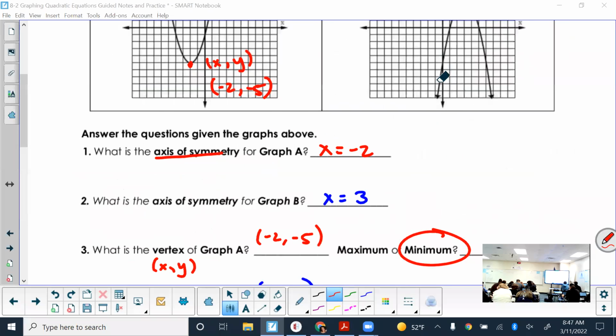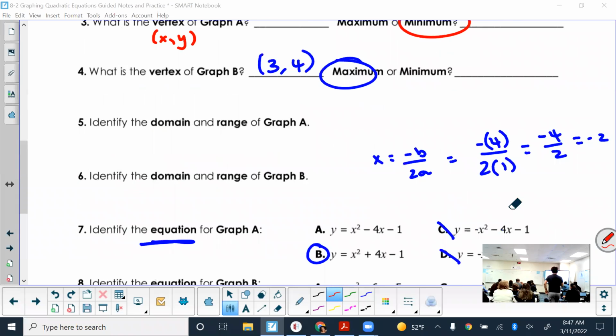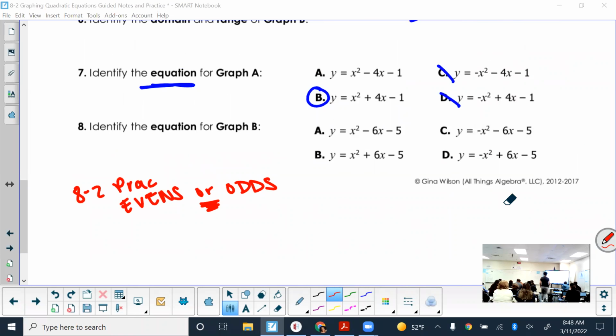You should be able to eliminate two of them based on the opening of the graph. So if my graph opens downward, my x squared should be negative. So I can eliminate A and B right away. Between C and D, which one would give me the correct axis of symmetry? D is correct. All right, because our axis of symmetry we said is x equals 3.